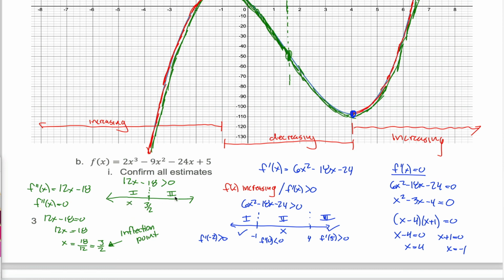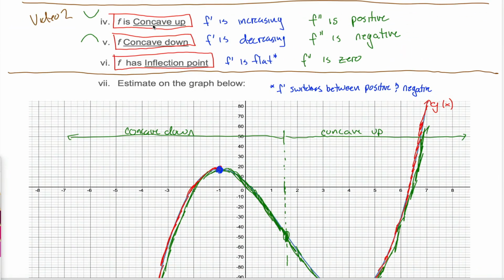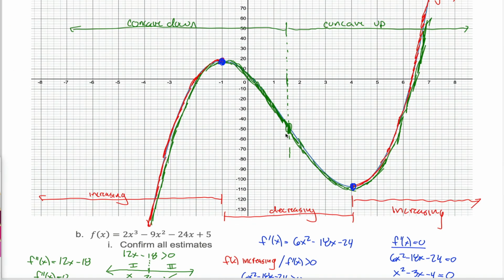Pick any number I want in region 2, 2 for example. Put 2 into the second derivative. 24 minus 18, or 6, comes out. 6 is greater than 0. What that means is that 2 is in my solution set, and what that means is all the numbers in region 2 are in my solution set. The interval on which the second derivative is greater than 0 are all of the numbers to the right of 3/2. My function is concave up from 3/2 up to positive infinity, as we see with the graph right here.